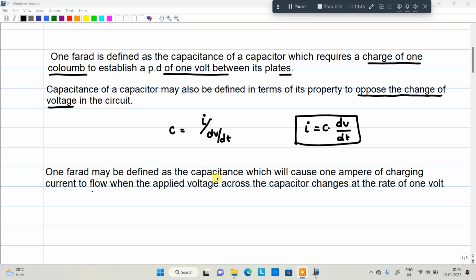From that, you can also define the capacitance. 1 farad of capacitance can be defined as one which causes 1 ampere of charging current to flow when the applied voltage across the capacitor changes at the rate of 1 volt per second. That is also capacitance. C is equal to I divided by dV by dt.